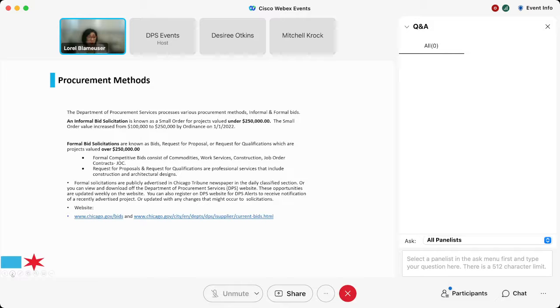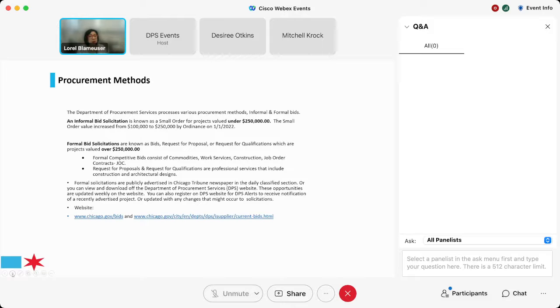An informal bid is known as a small order, which is valued under $250,000. The small order value increased from $100,000 to $250,000 by ordinance just this year, January 1st. Formal bid solicitations are known as bids, requests for proposals, or requests for qualifications, which are projects over $250,000. So the formal competitive bids consist of commodities, work services, construction, and JOC.